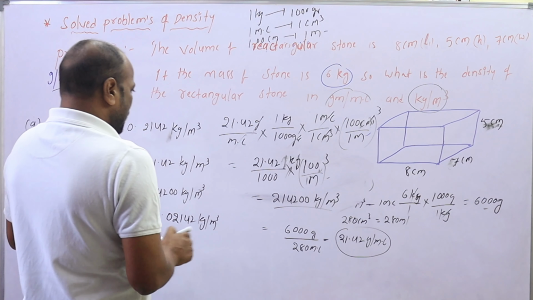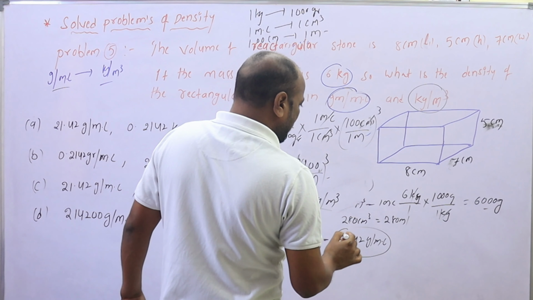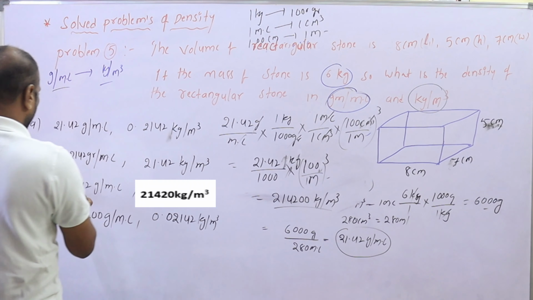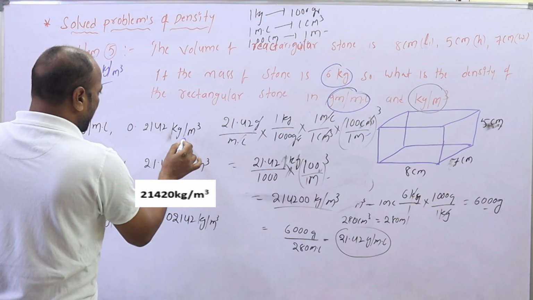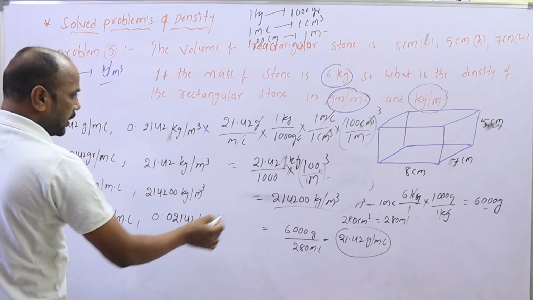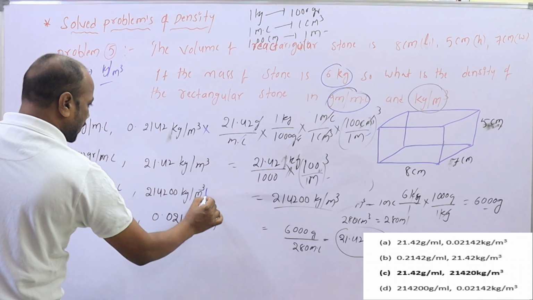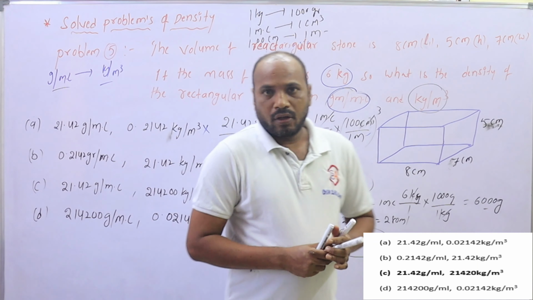So the answer is the gram per milliliter is 21.42 gram per milliliter, and 21,420 kg per meter cube. The option is C. C option is correct.